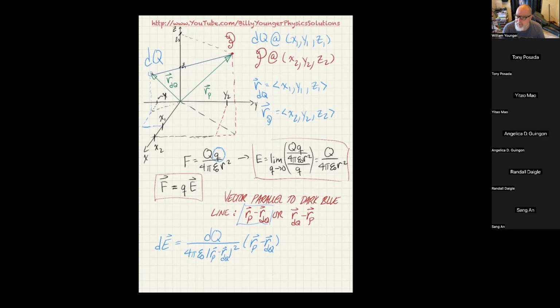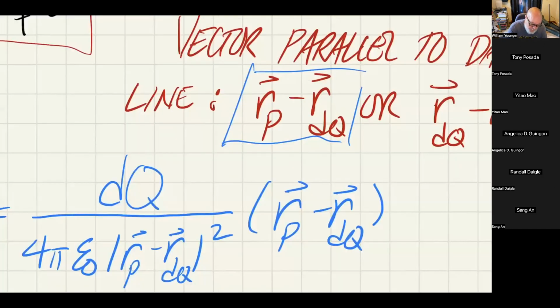But notice when you do that, the magnitude goes up by the magnitude of r_P minus r_dq. That's a bit of a problem, because that formula is supposed to be the equivalent of dq divided by 4 pi epsilon naught times that distance squared. I just multiplied by one of those distances, so that distance is no longer squared, but to a single power. So to correct for that, anybody have an idea what to do?